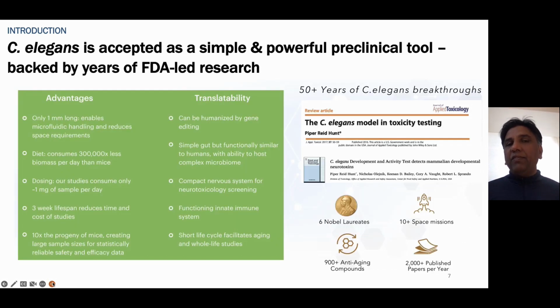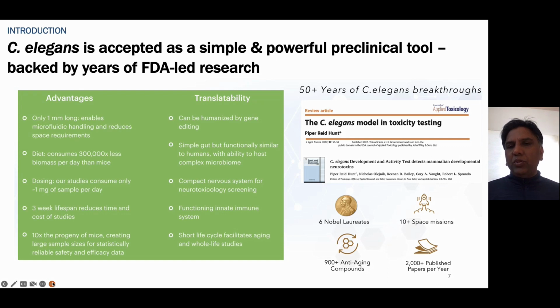And in fact, the FDA has also been thinking about this, and there are already significant papers on this topic, especially in the context of toxicology. So I would encourage you to look at these papers, because they show increasing evidence of the ability to translate data from C. elegans into animals.